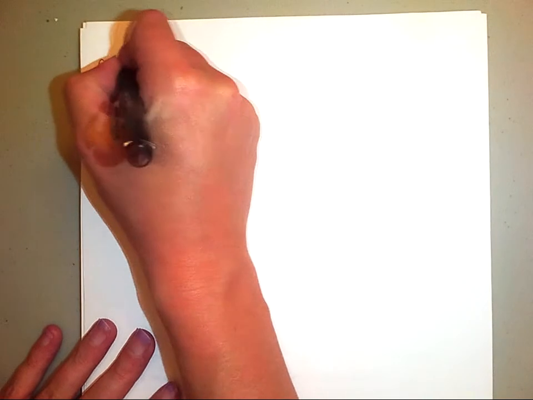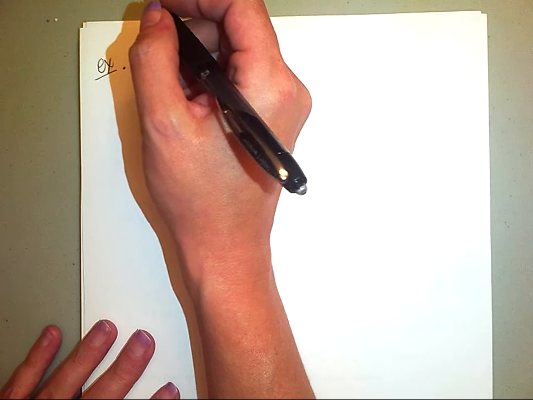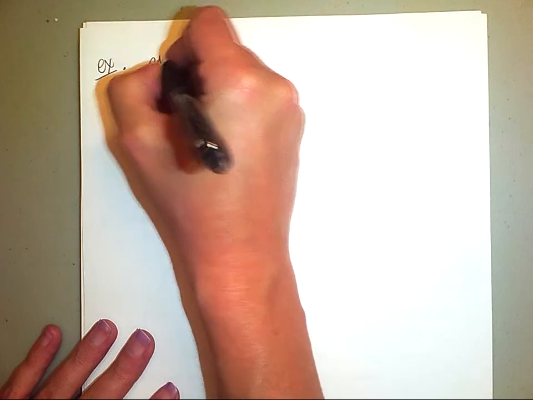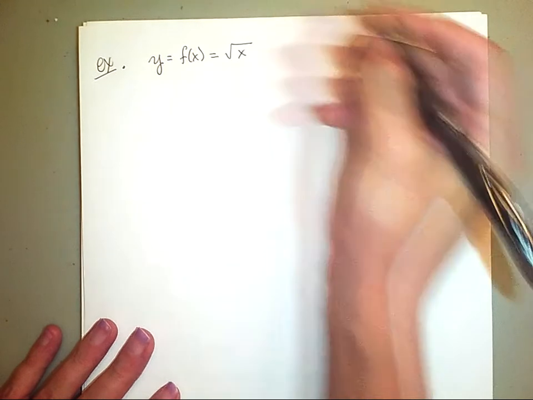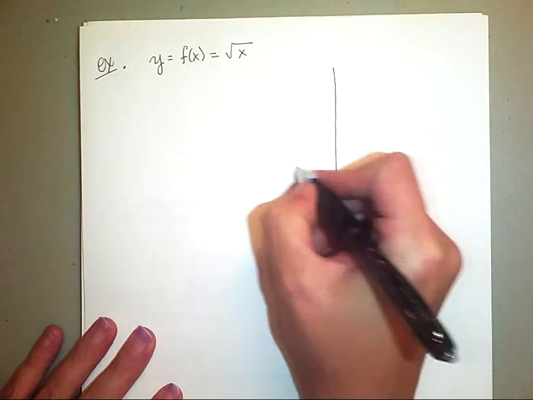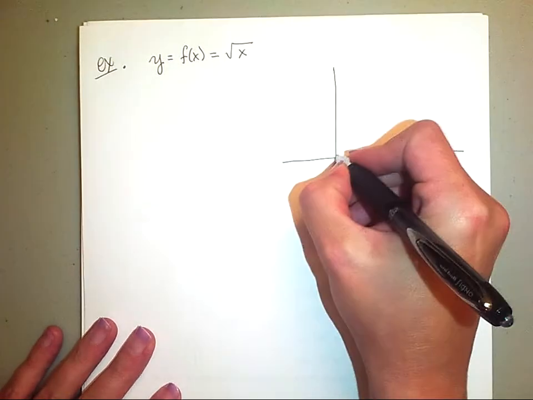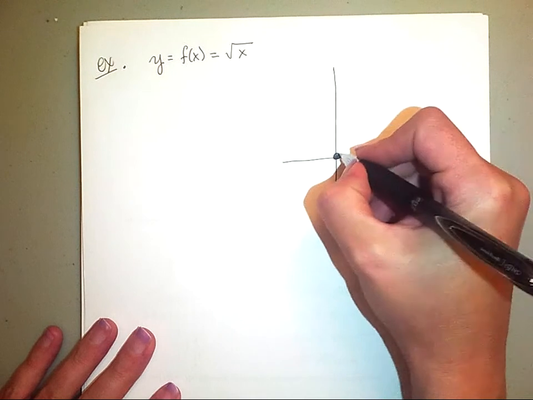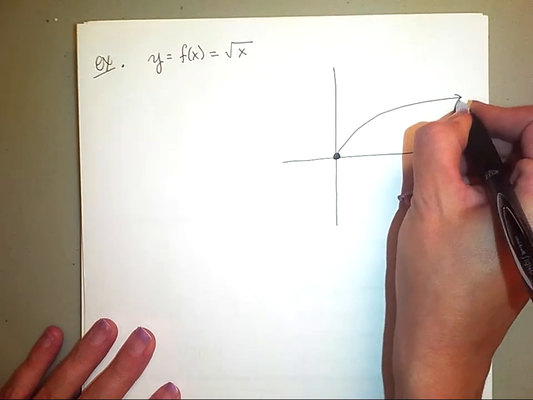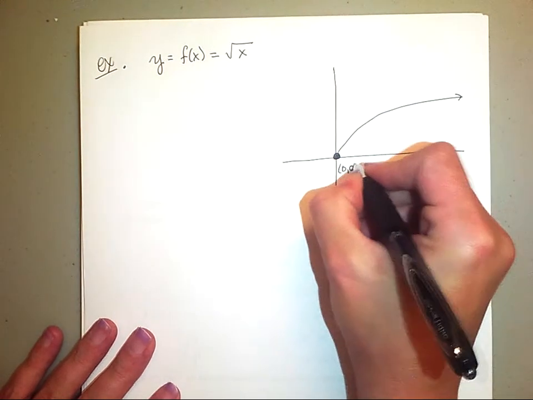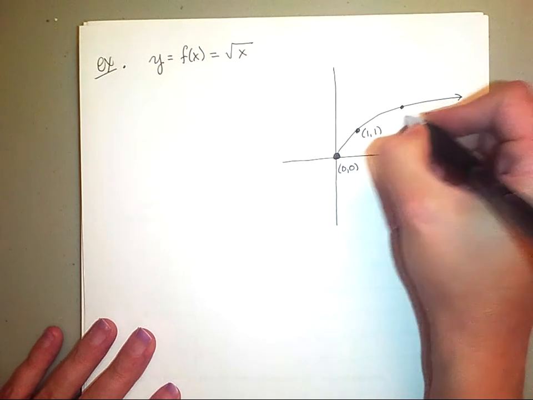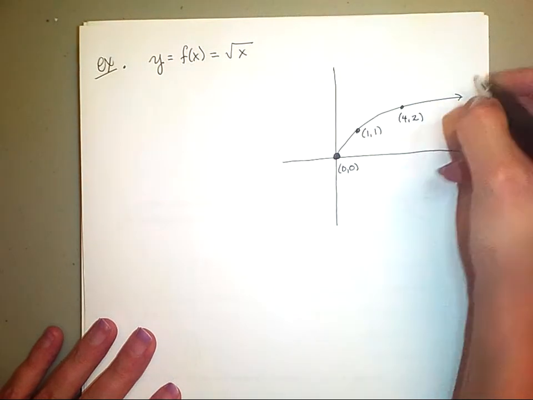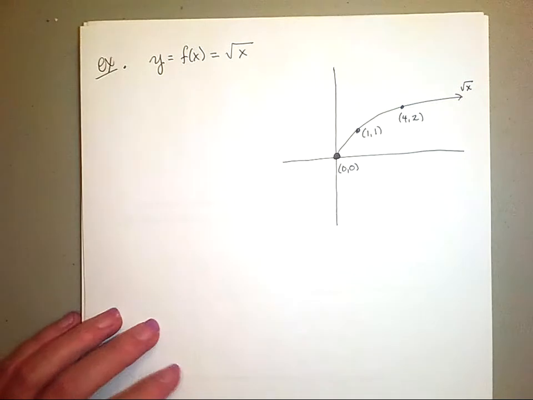Okay. Let's say, for example, that our basic function y, which is equal to our f of x, will be the square root of x. Okay. So the square root of x looks like this. This is the point 0, comma 0. Okay. Then we also have the point 1, comma 1, and 4, comma 2, etc. So this is the square root of x.